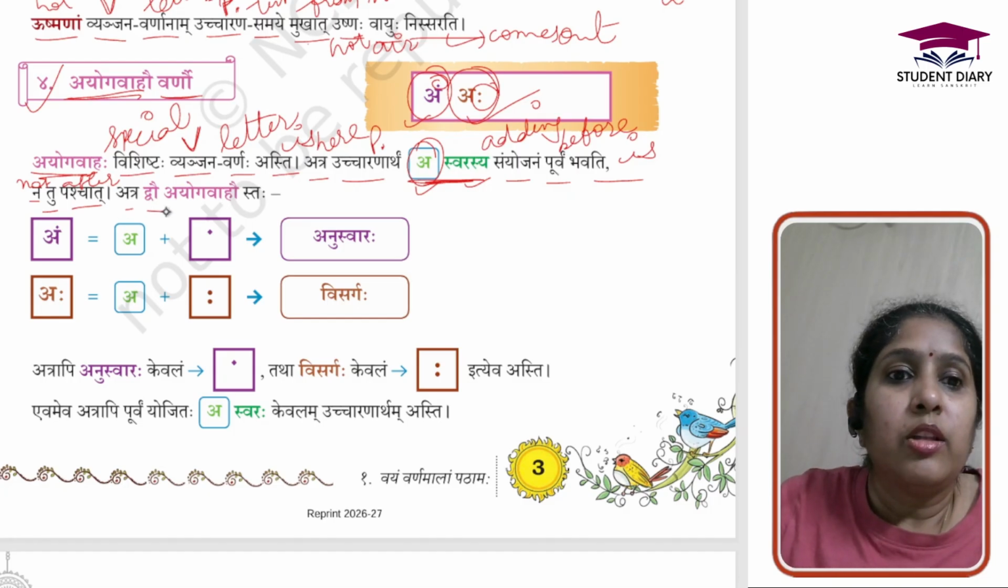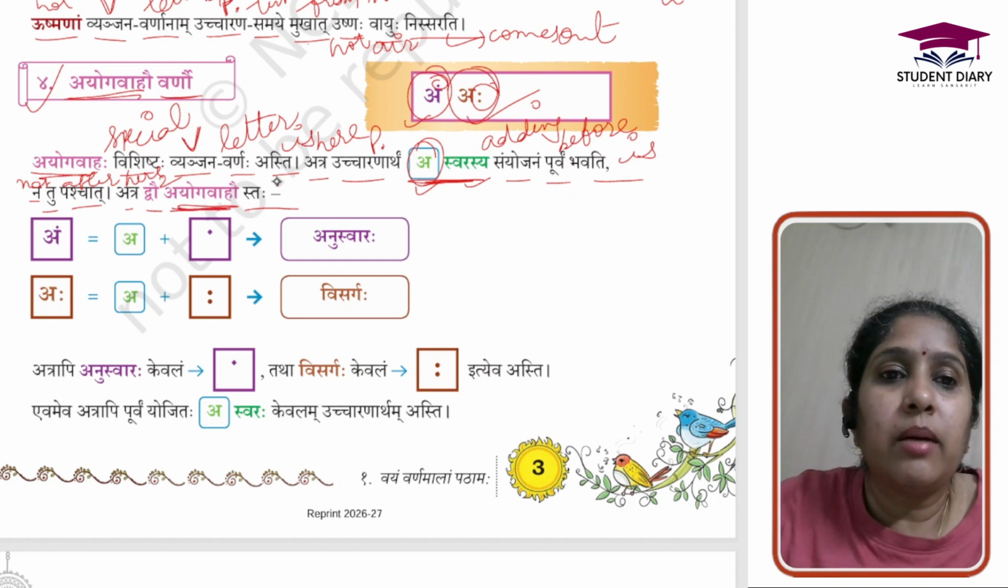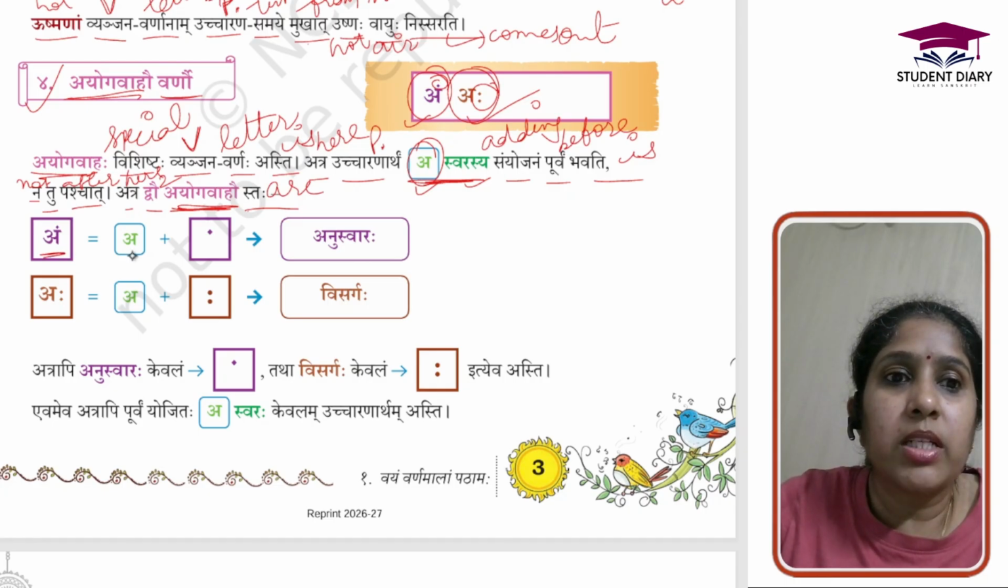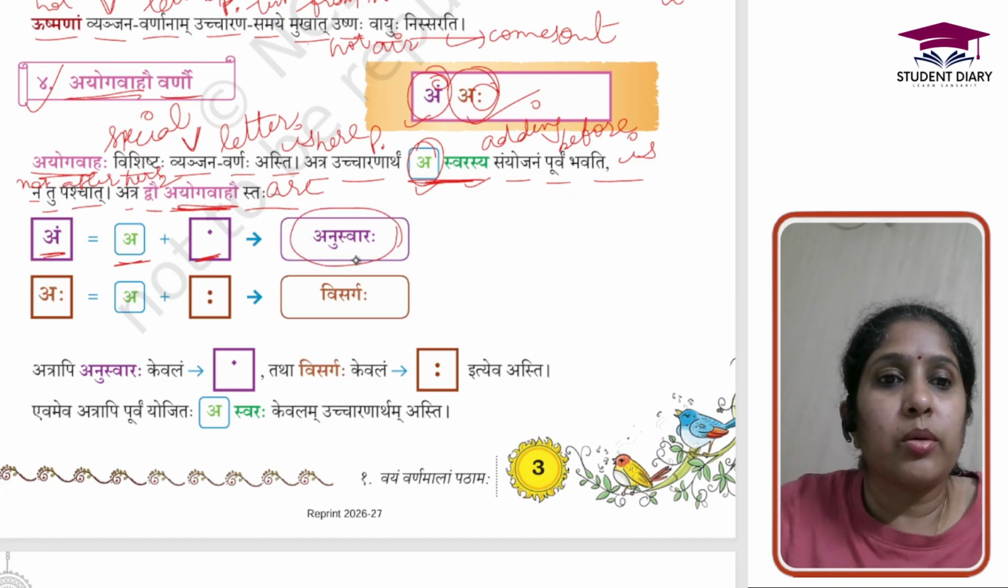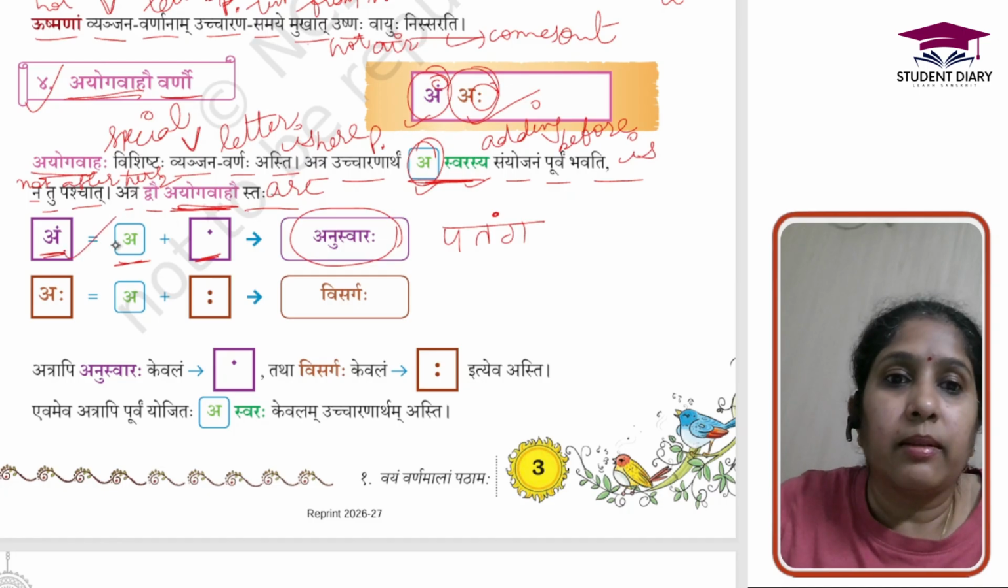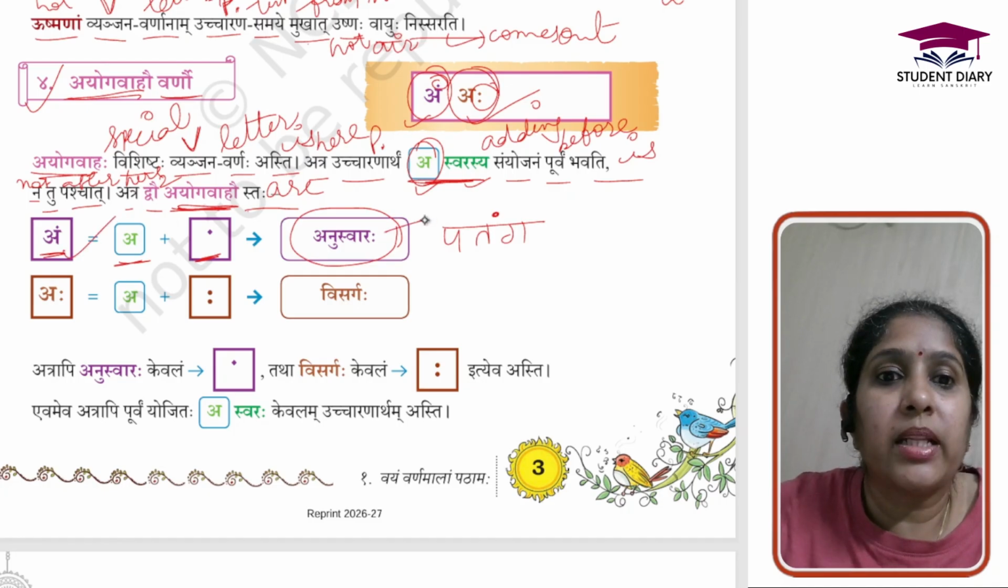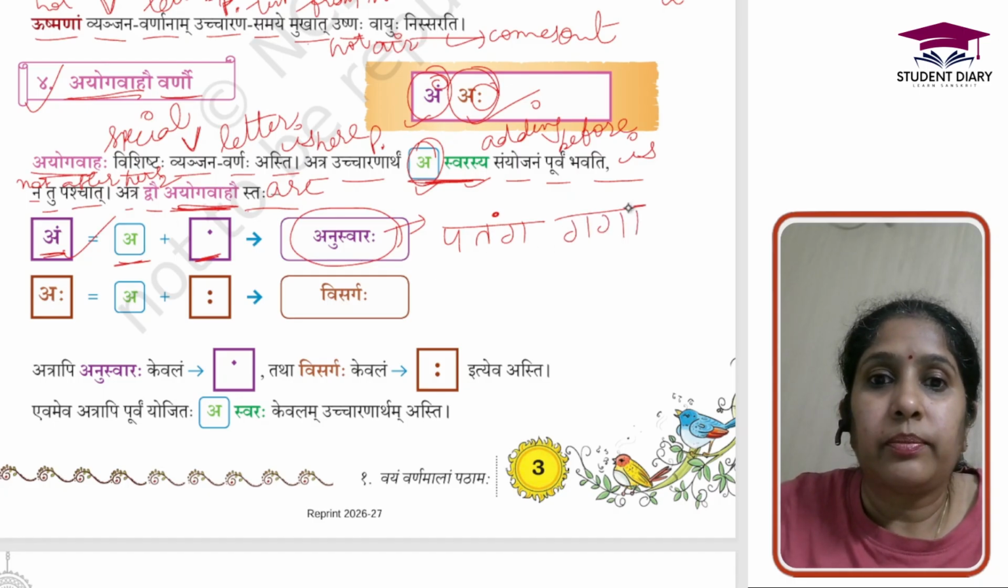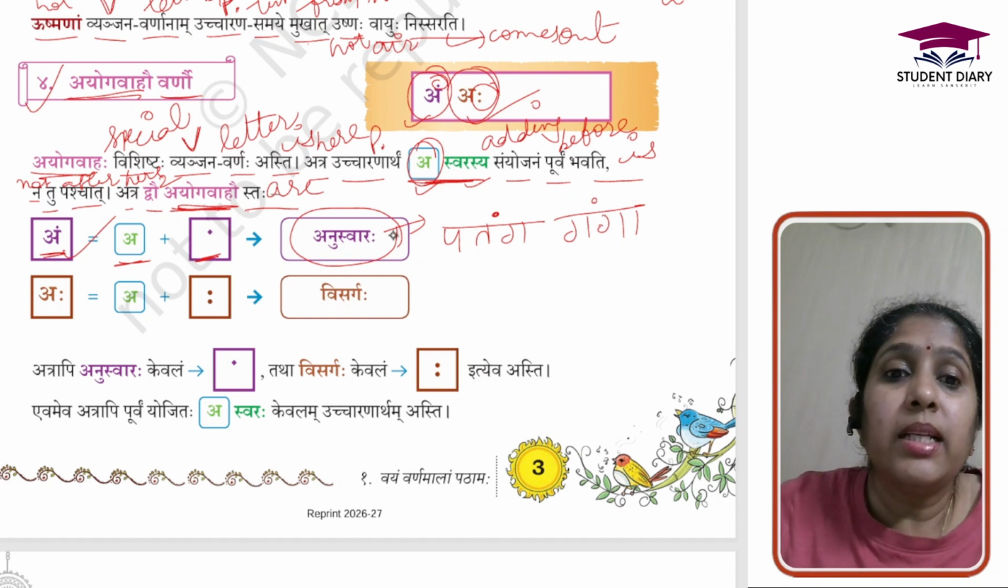Understood? Atra, dvau, ayogvaho, staha. Atra means here, dvau means two, ayogvaho means the ayogvaha, staha means are. So there are two ayogvaha here. First one is A plus Ang ki matra, which is actually called Anuswar. So how do you use it? Like if you want to write Patang, Ang, right? So you add a dot here. That only is this Ang, and it is known by the name of Anuswar. Okay? Ang. So like if you write Ganga, Ang ki matra, that is Anuswar.